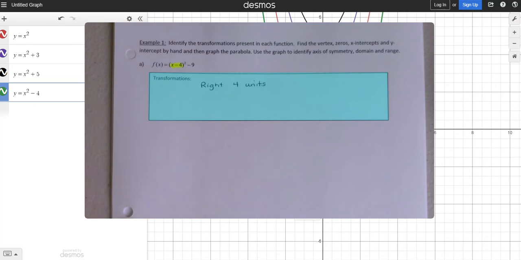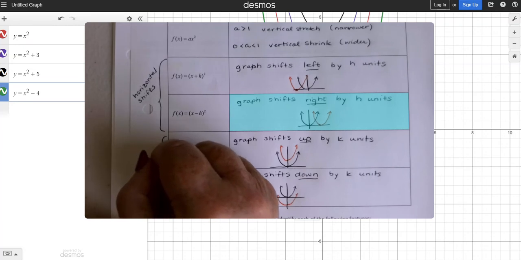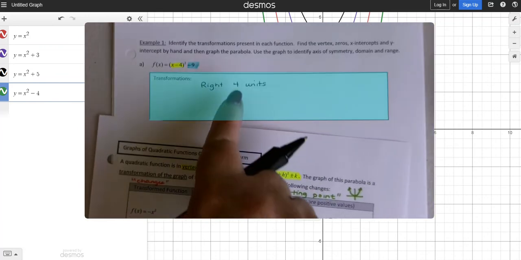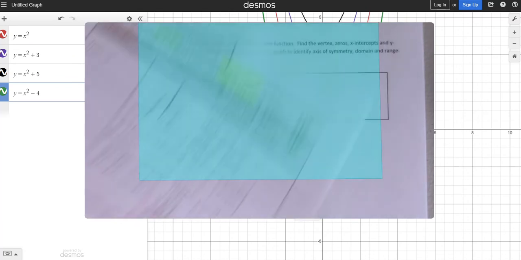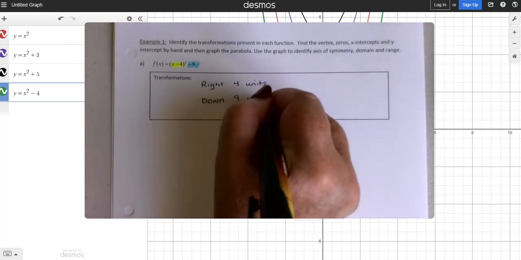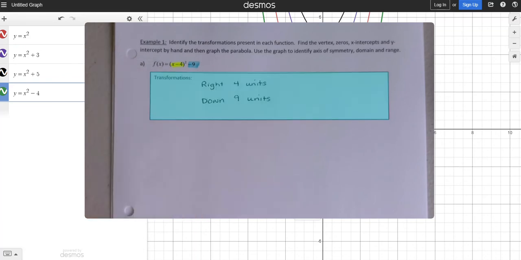Outside my parentheses, I have that minus 9. And outside the parentheses, oh, I never actually added to that. This is my vertical shifts, sorry. So outside the parentheses are vertical shifts, and this is minus. So notice this one would be down 9 units. There's no multiplier here, so there's no vertical stretch or shrink. There's no negative, so I don't have a reflection. That's it, just right 4 units and down 9 units.